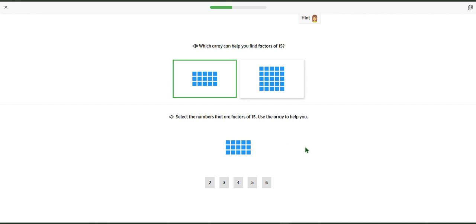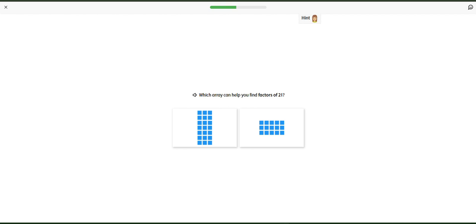Select the numbers that are factors of 15. Use the array to help you. 3 and 5. Which array can help you find factors of 21? I want to be thinking about multiples of 21. I don't see 1 and 21.